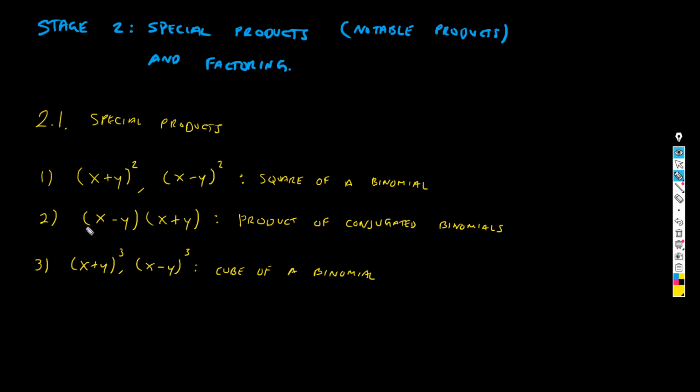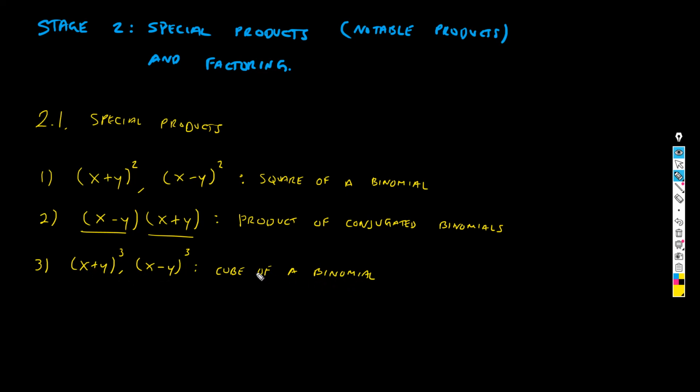Now, the second special product is x minus y, this binomial, times x plus y. And this is known as the product of conjugated binomials. This and this binomial are known as conjugated binomials. I'm going to explain in a moment what that means. And finally, the third special product is the cube of a binomial, in both instances in which we have a plus or a minus. So this is the cube of a binomial.